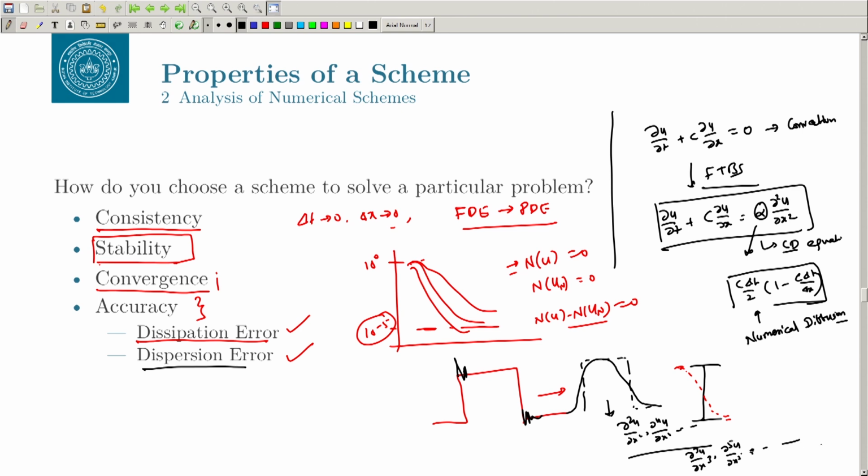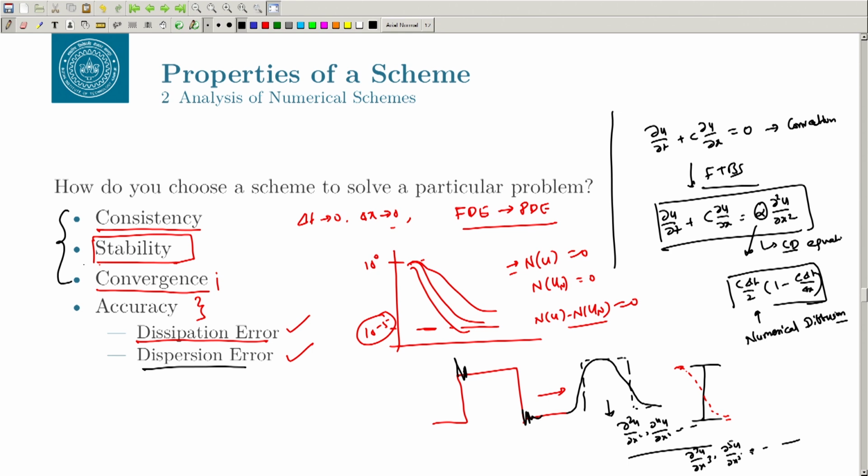And we will look into both these errors in more detail in the subsequent classes. So, let us start with these three properties now, because they are very useful properties for a scheme, and then we look at the accuracy aspects. First we want to make sure that the scheme is stable and it is converging, then we will look at which scheme is more accurate.